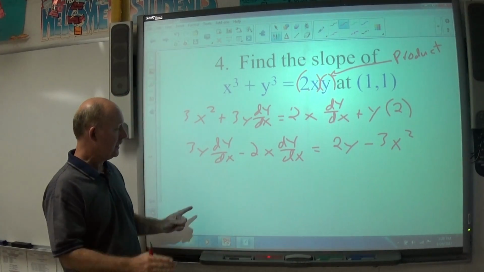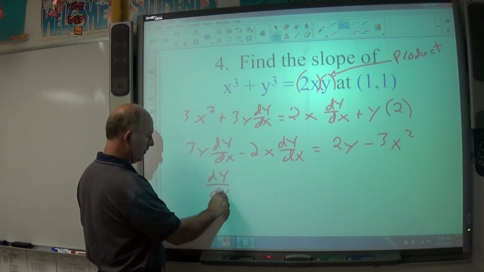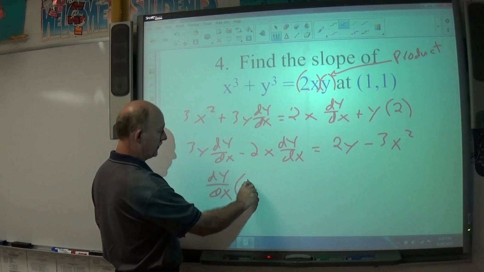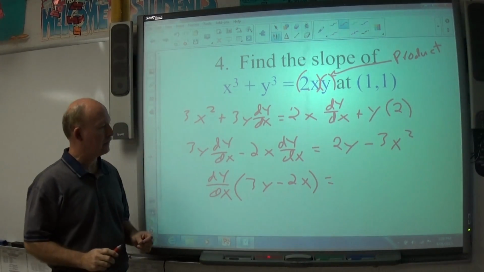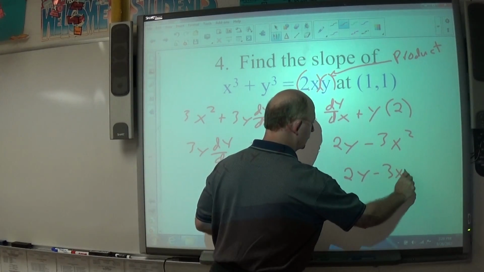Now we have the dy/dx terms on one side and everything else on the right-hand side of the equal sign. Now let's factor dy/dx off. This gives us dy over dx times, factoring off the first term, 3y minus 2x, equals. On the right-hand side we'll just bring this down: 2y minus 3x squared.